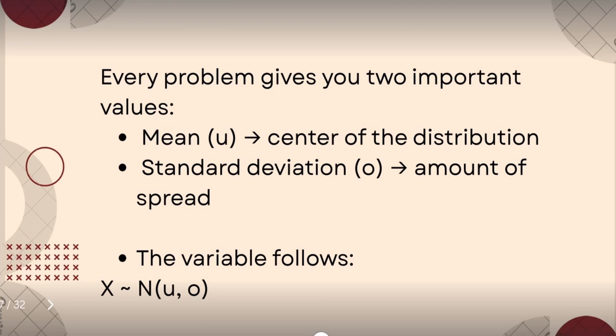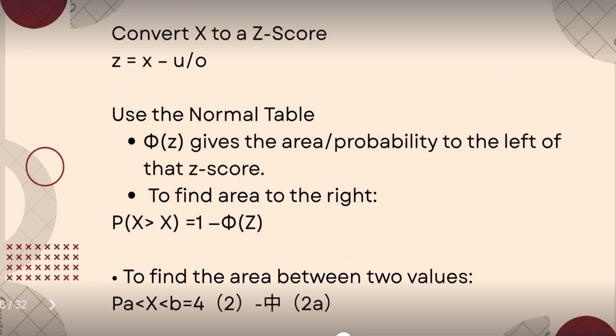Now, para mas maintindihan natin, every problem gives you two important values. First is the mean. It is the center of the distribution, and the standard deviation is the amount of spread. So the variable x follows a normal distribution with the mean and the standard deviation. So we convert x to a z-score. Z is equal to x minus mean over standard deviation. Use the normal table.